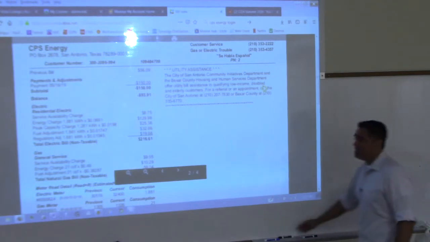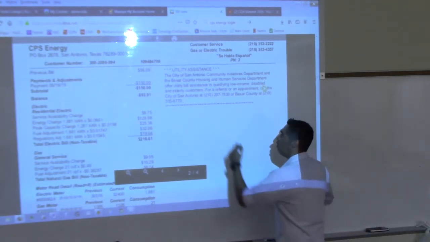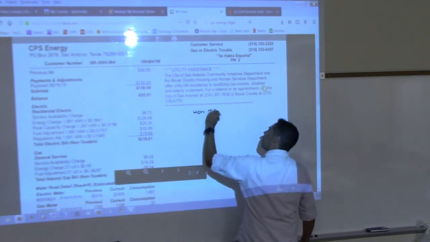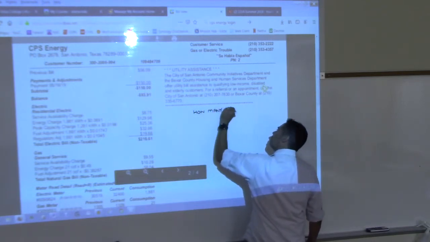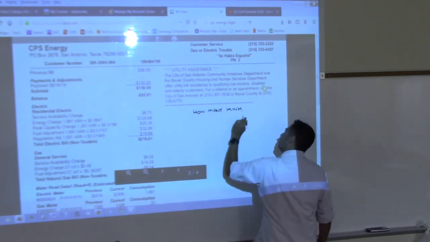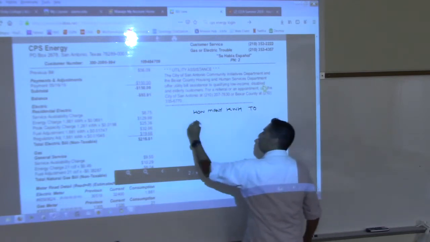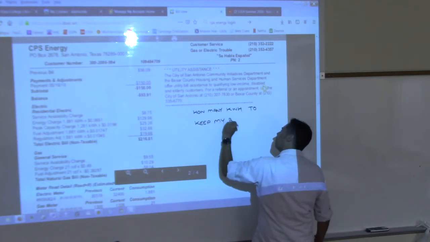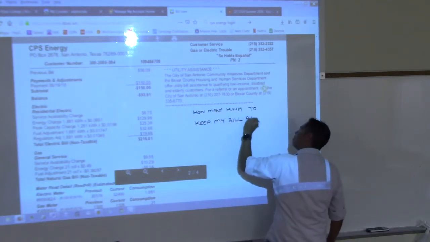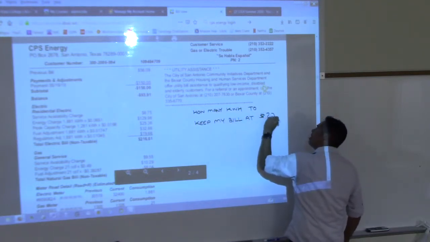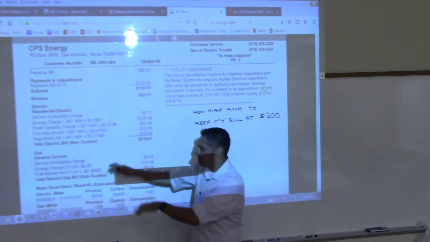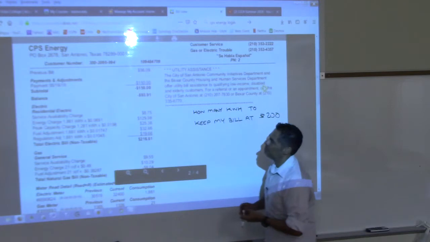So what if I wanted to keep my bill at $200? My goal is this: how many kilowatt hours, kWh, to keep my bill at $200? Just for this. Like, we're not talking about the gas. We're not talking about taxes, and right? There's a lot of other stupid things.